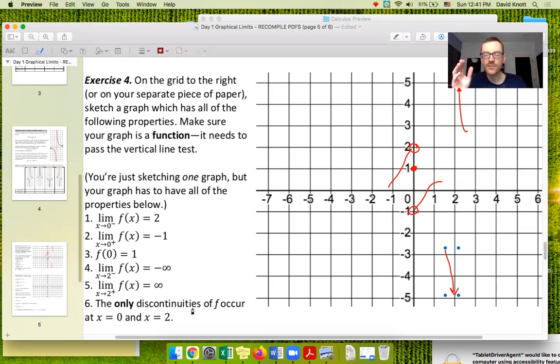We don't want a bunch of different pieces. We want you to connect it as much as you can, so long as the function is still a function. That means it passes the vertical line test. Let me just be clear about what that means.